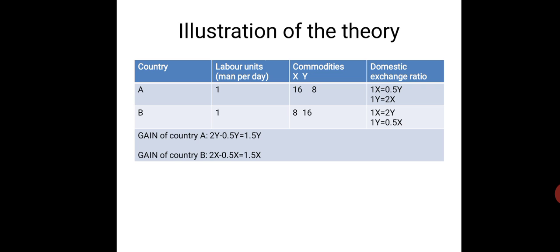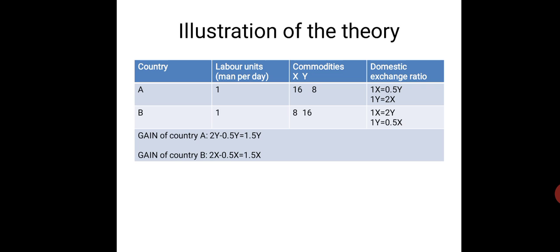That means 1.5y can be gained if we are indulging in international trade. Same is the case for y, because country B has an absolute advantage over production of y, that is, they can produce 16 units of y. If they are exchanging y domestically, for 1y they may only get 0.5x, but if they are indulging in international trade with country A, for 1y they can get 2x. That is the exchange ratio in country A.